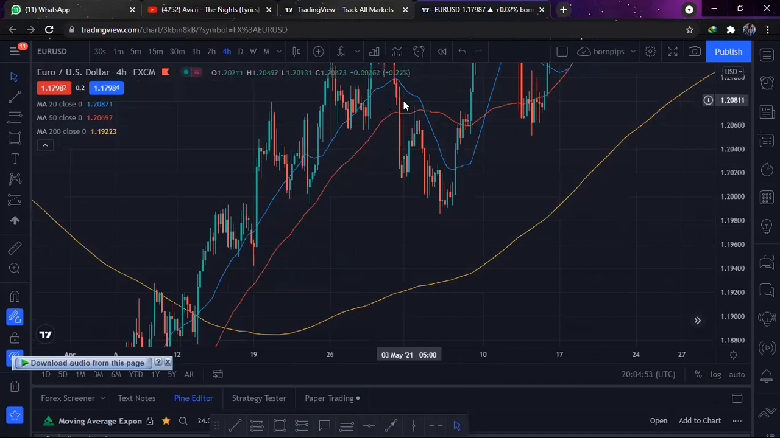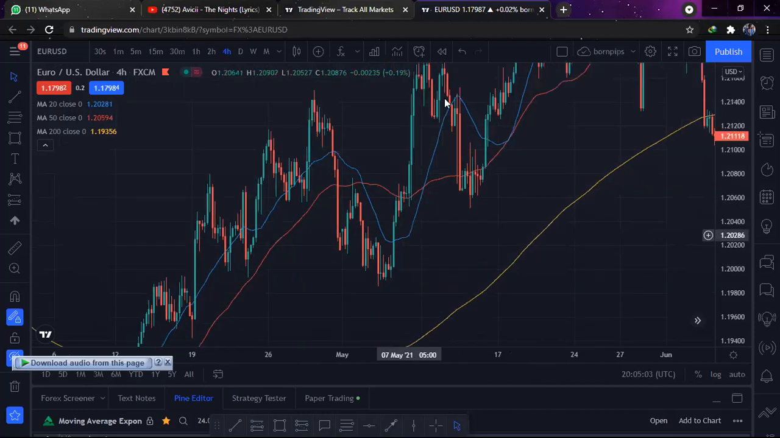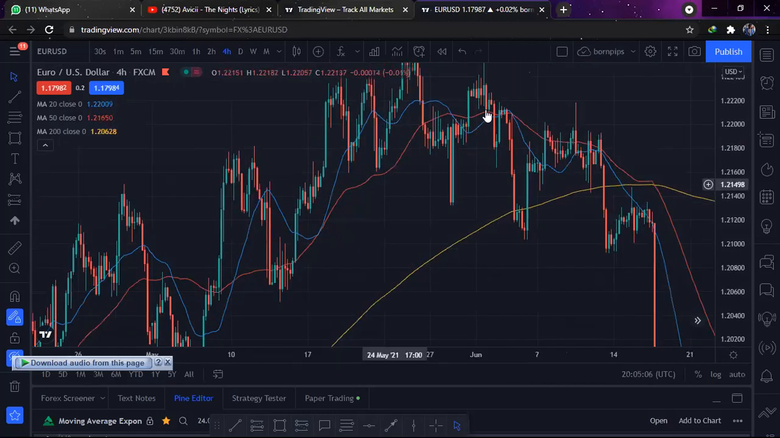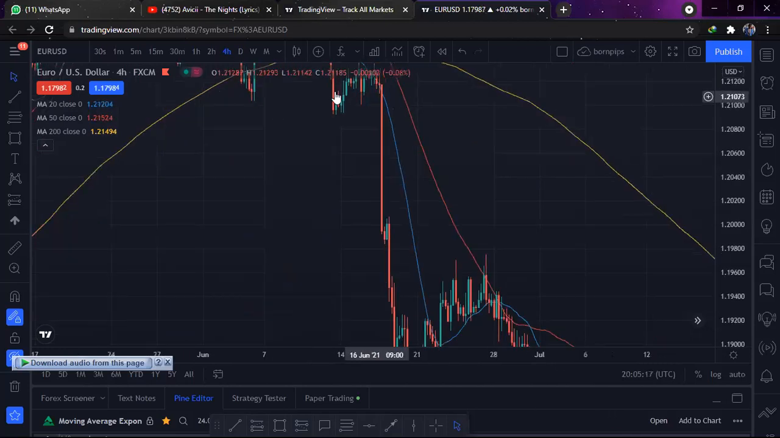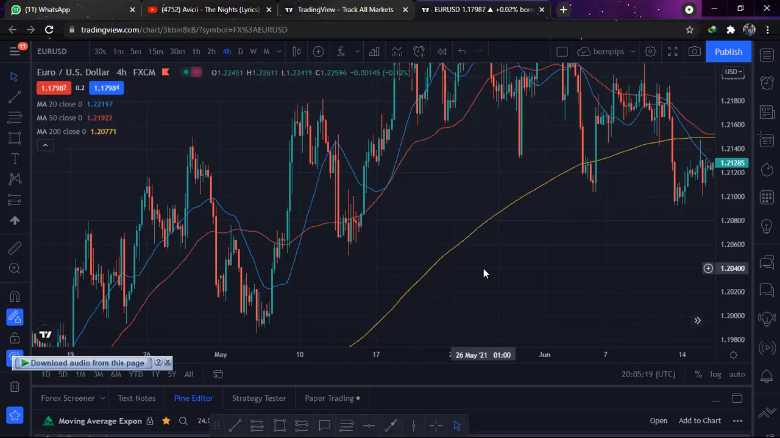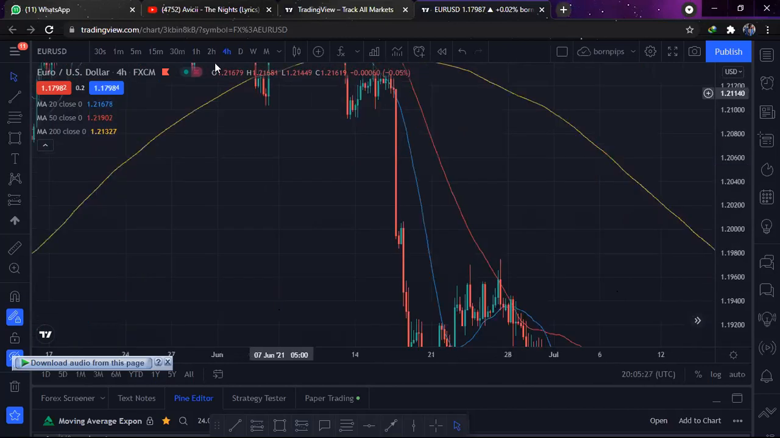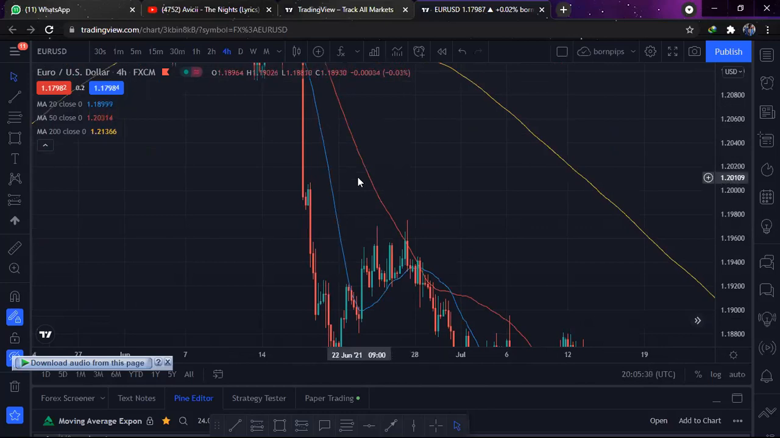When you see price closing below the 50, you wait. Wait till price starts closing above the 50 again, then you start buying. When it starts closing below the 50, you stop and wait. When the 20 crosses below the 200, then you'll be looking for sells. When prices are closing above the yellow 200, you don't look for sells, only buys. When prices are closing below it, you don't look for buys, you look for sells.